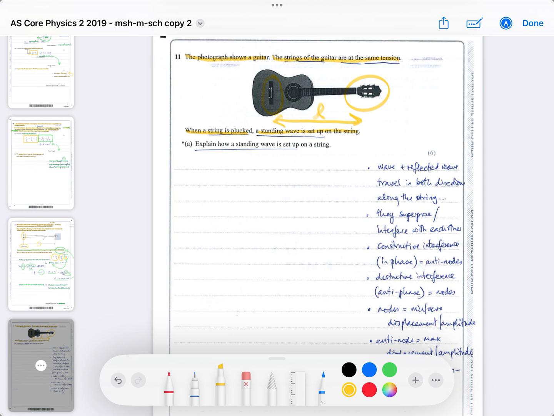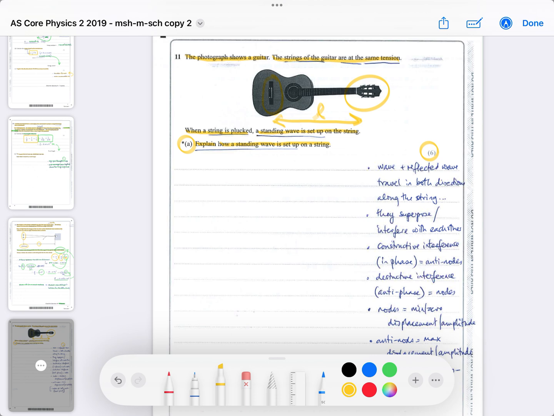It then says, and here there's an asterisk, whenever there's an asterisk in A-level questions for Edexcel, whether you're doing modular or linear, it's a 6-mark quality of written communication. So we're looking for depth, detail, and clarity in your reasoning. It says explain how a standing wave is set up on a guitar string like this.